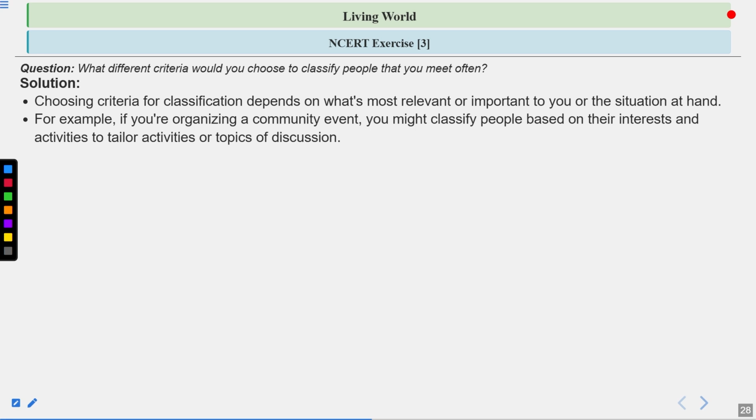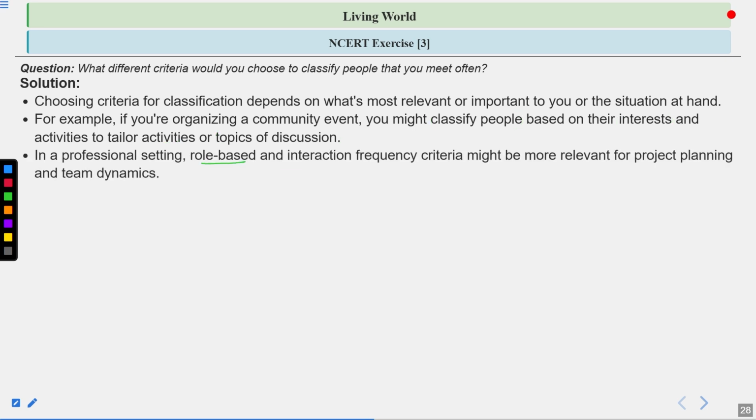For example, if you're organizing a community event, you might classify people based on their interest and activities to tailor activities or topics of the discussion. So if you are organizing a community event, how will you classify the people? You will classify people based on their interest. In which event are they interested? Or in which activity are they interested? Or what are the topics in which they would like to have discussion?